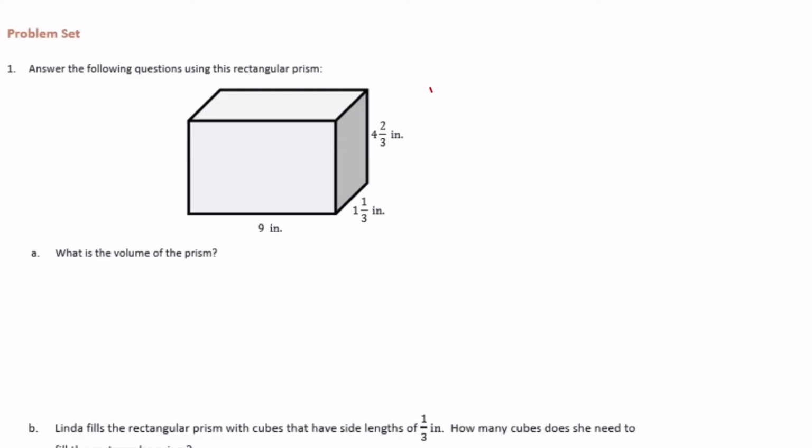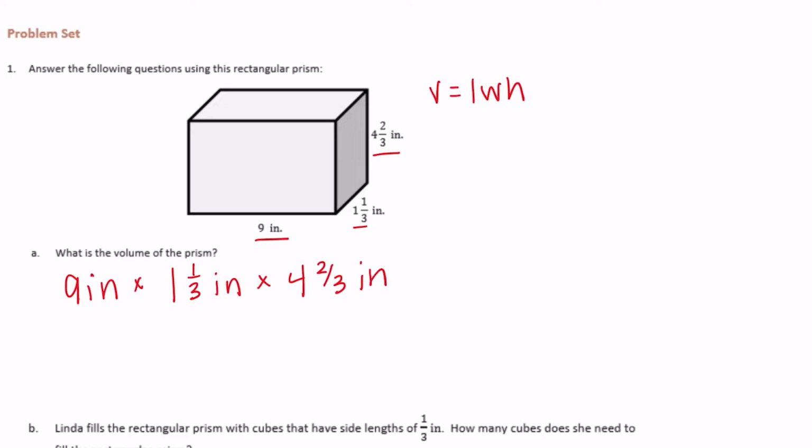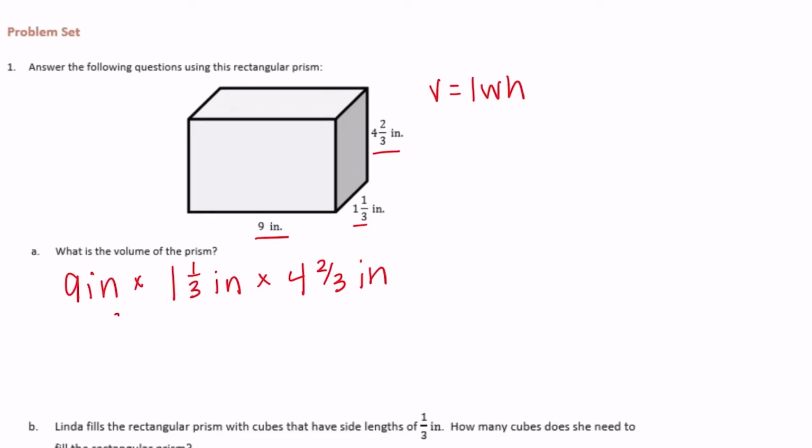So remember, volume is equal to length times width times height. So I'm going to do 9 inches times 1 1/3 inches times 4 2/3 inches. And I'm going to make everything into a fraction. So 9 over 1 times 1 1/3 would be 4/3 times 4 2/3 would be 4 times 3 is 12 plus 2, 14/3.